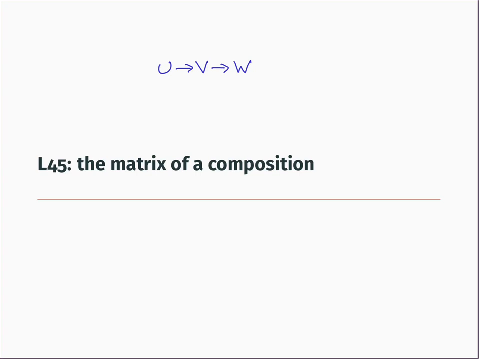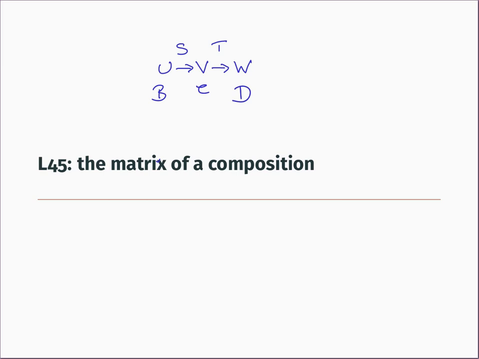In this video we're going to consider the following problem. Let's say we've got two composable linear maps S and T. What I mean by that is you have a linear map S from U to V and a linear map T from V to W, like this. Let's also suppose that we choose some bases, B for U, C for V, and D for W.